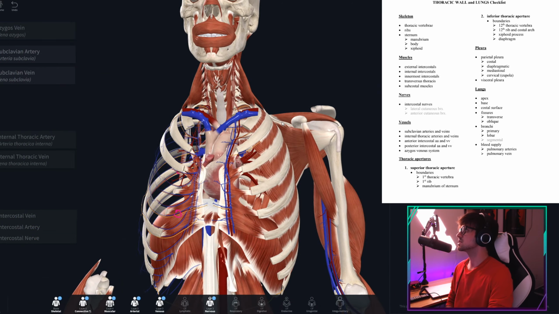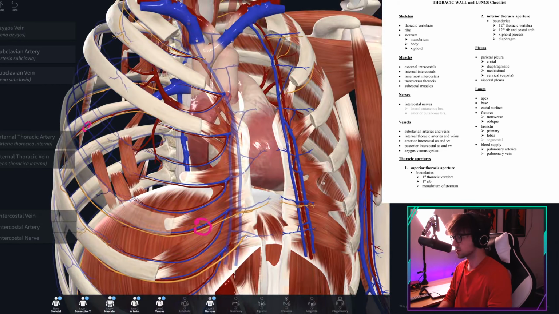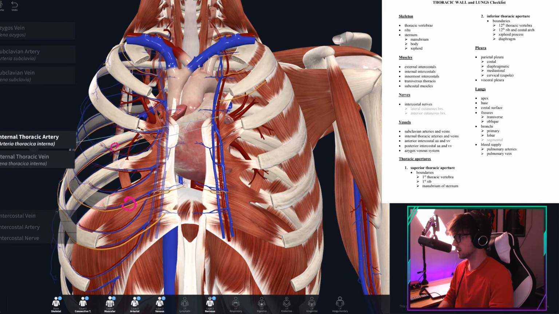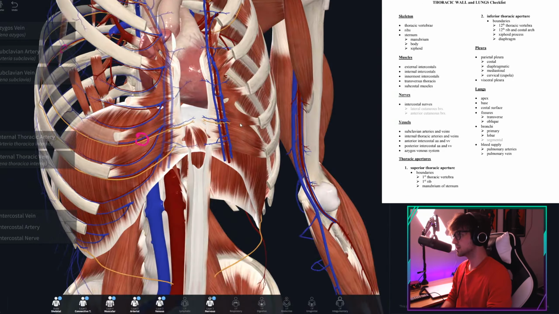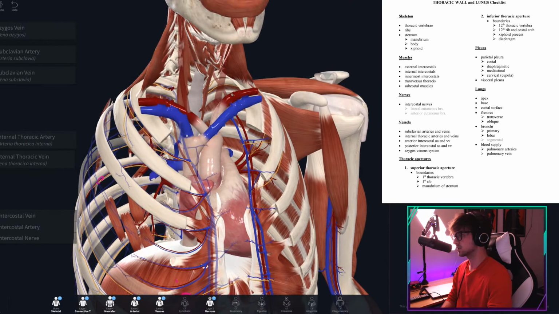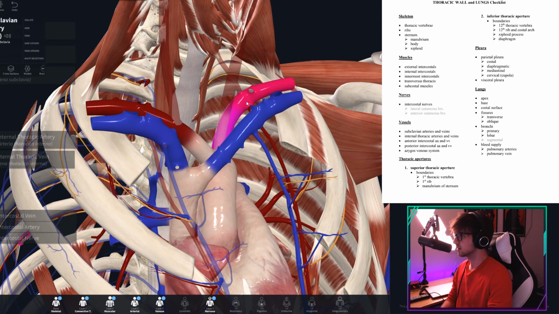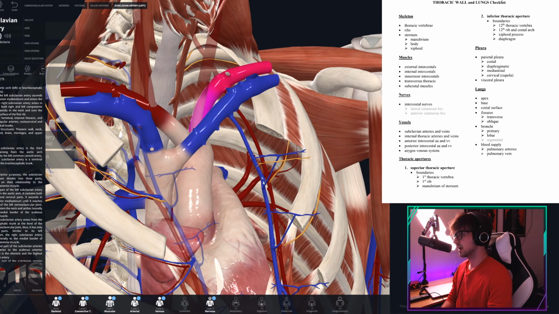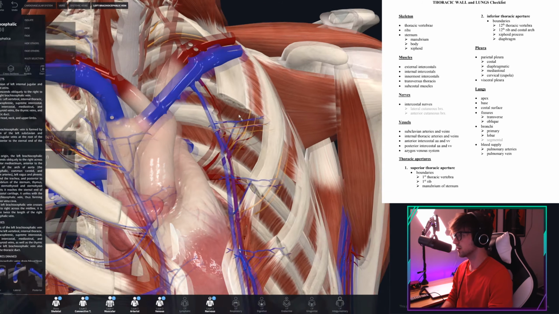Next up on the list would be internal thoracic arteries and veins, which you can see outlining where the sternum would be. So internal thoracic artery there, and internal thoracic vein right there. And if you had to, you could trace them back. So you can see the internal thoracic artery coming right back into the subclavian artery, and the internal thoracic vein going into the brachiocephalic right there.